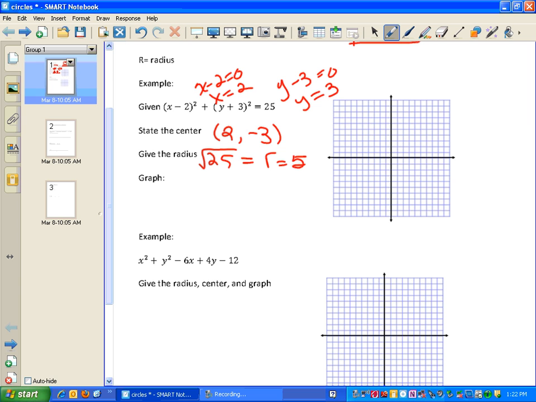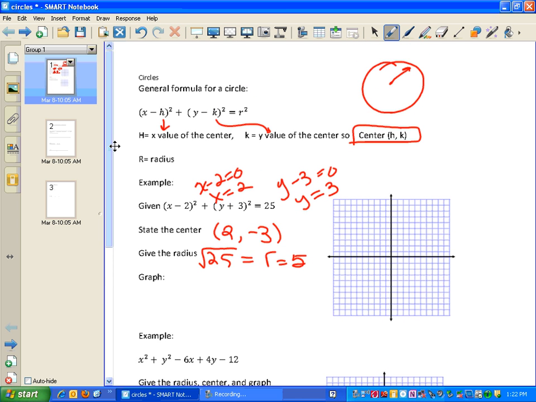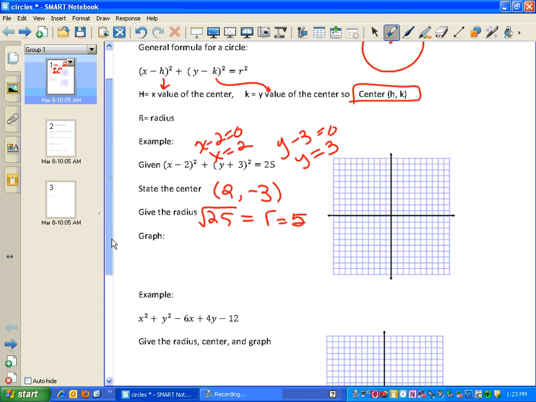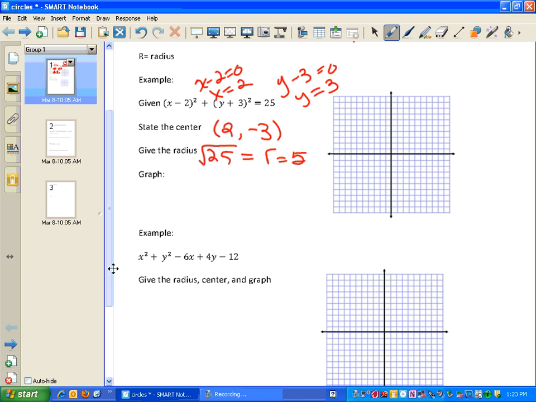So when we graph this, we always start by the center point. No, because our formula tells us that it's set equal to r squared. So 25 represents r squared. Yes. Okay. So to graph it, we start by the center at (2, -3). From that point on is how we determine our circle.